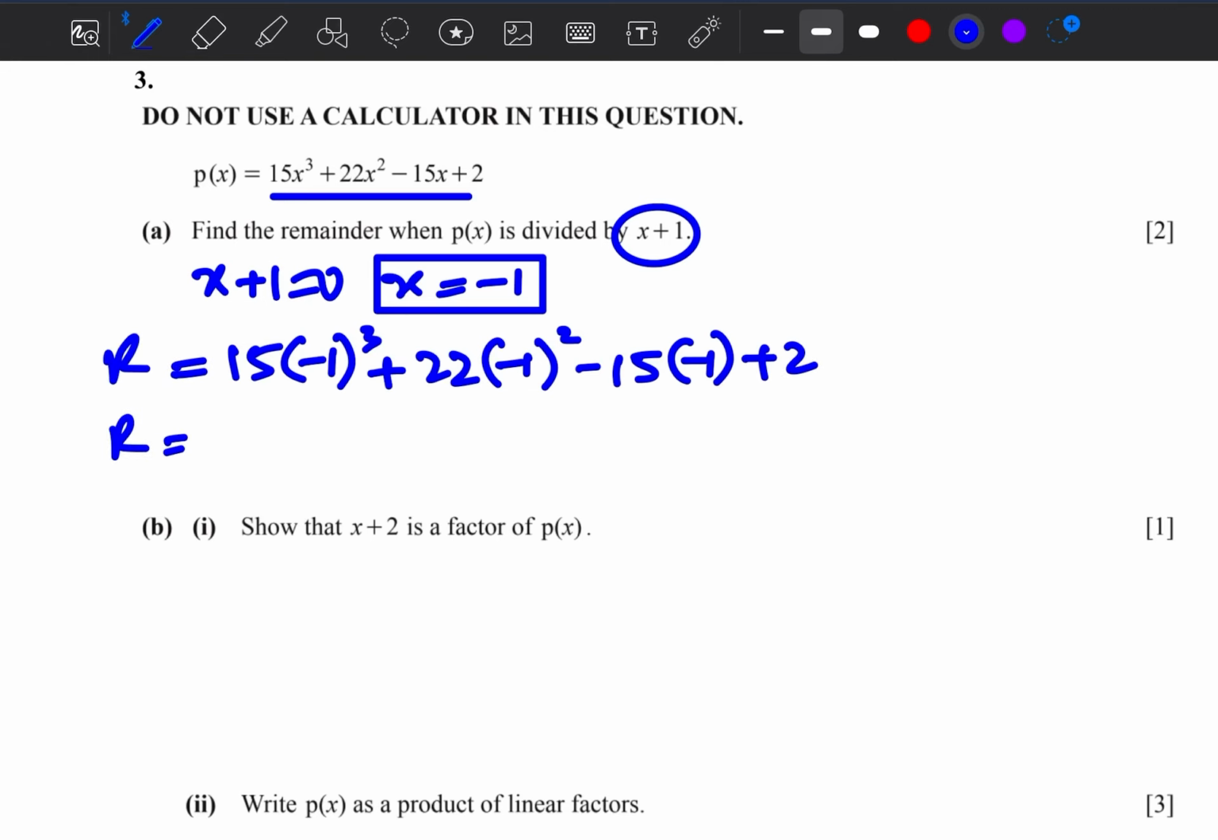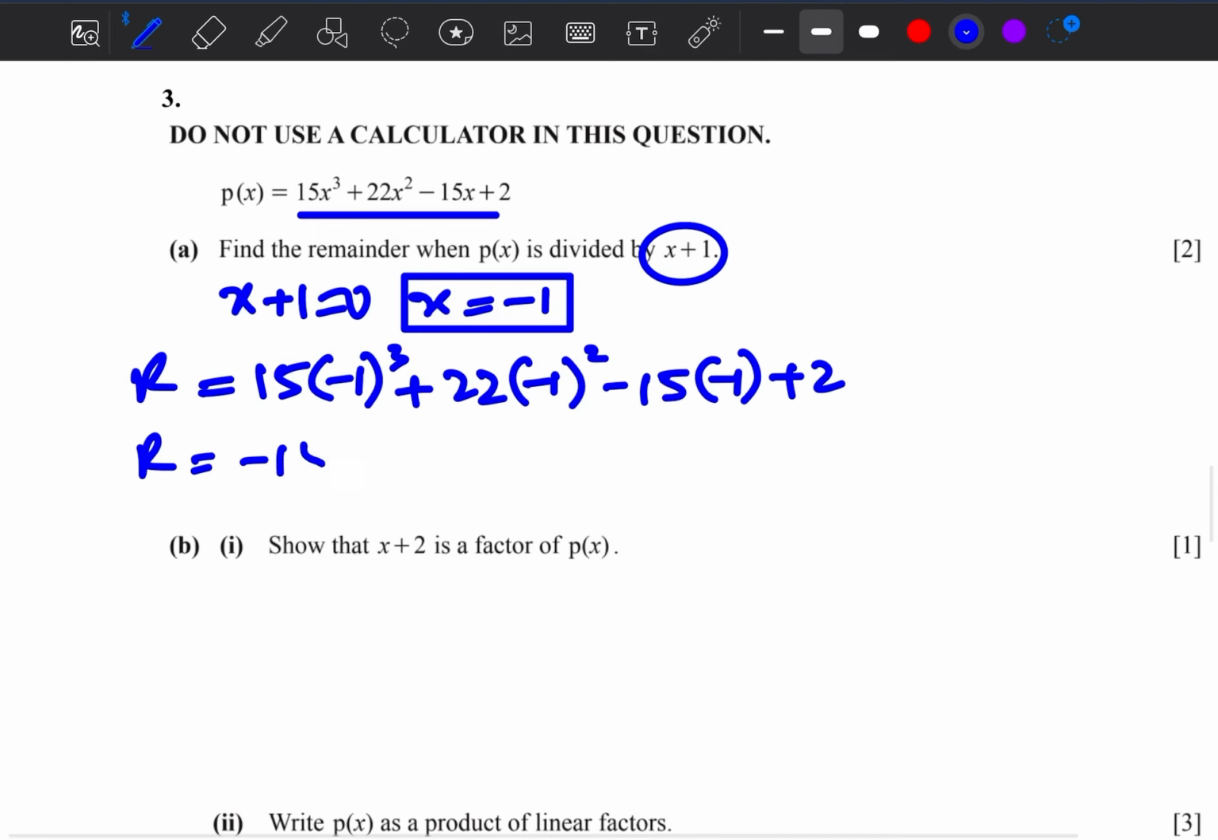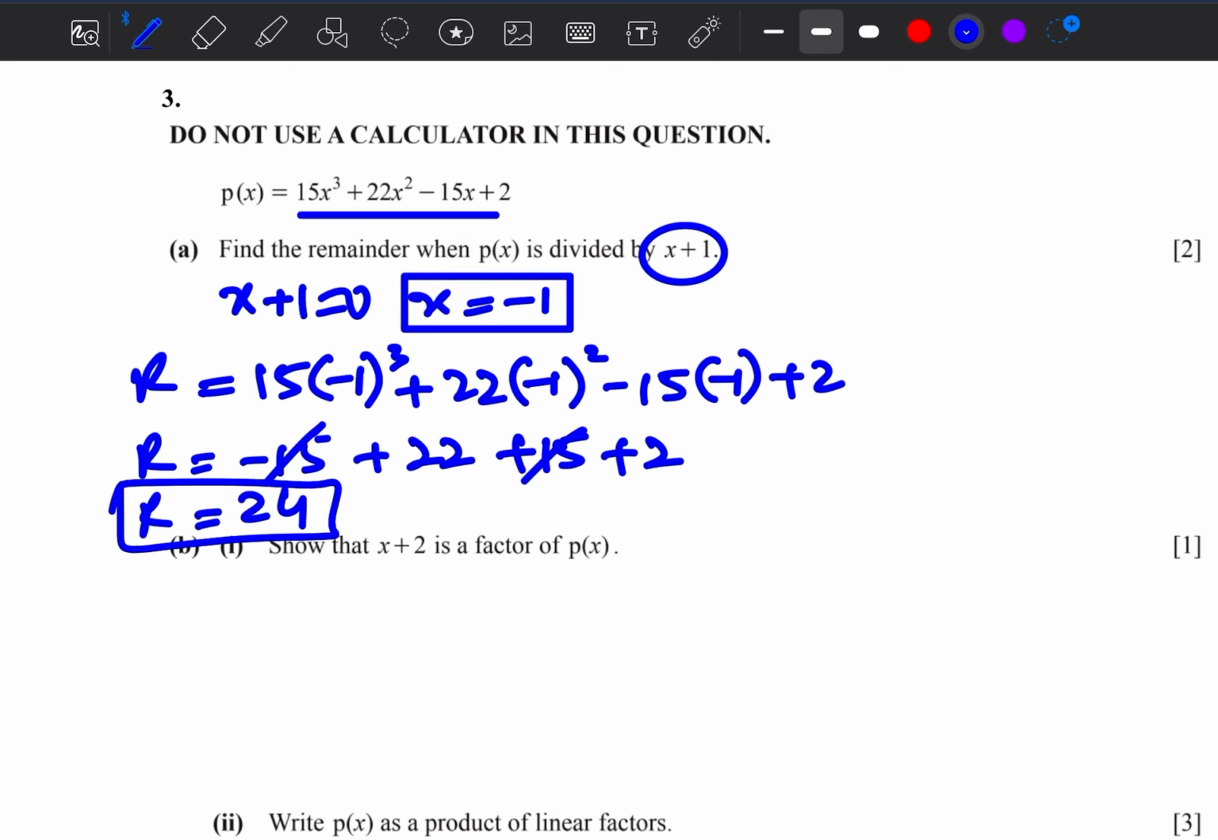So minus 1 cubed is minus 1. It is going to become minus 15. Minus 1 squared is plus 1. You're going to get plus 22. It is going to become plus 15. Minus 15 plus 15 is 0. The remainder is going to be equal to 24.